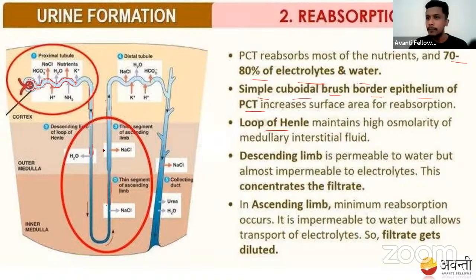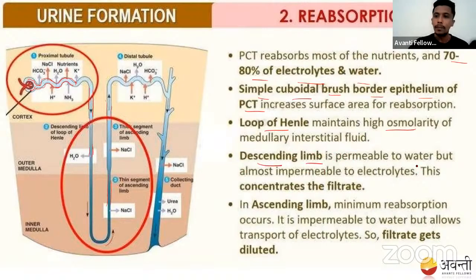So what does this define? The thick and thin segments define the permeability to water. The thin segments are highly permeable to water, whereas the thick segments are impermeable or less permeable to water. As I said, the loop of Henle is very important in maintaining the osmolarity and the medullary interstitial fluid volume. So let us see what the descending loop does.